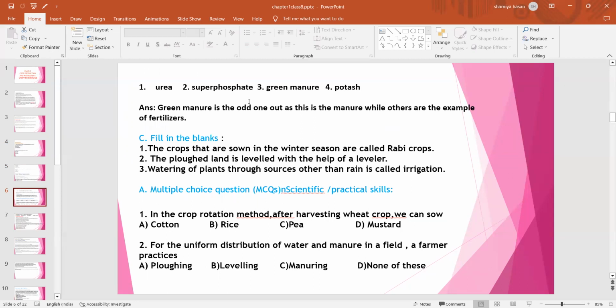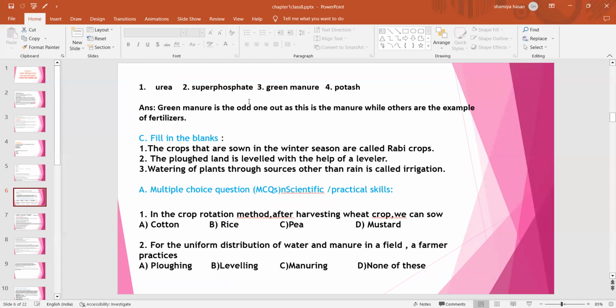Fill in the blanks. The crops that are sown in the winter season are called rabi crops. The ploughed land is leveled with the help of a leveler. Watering of plants through sources other than rain is called irrigation. Multiple choice question in scientific or practical skills. Now you have to answer over here.